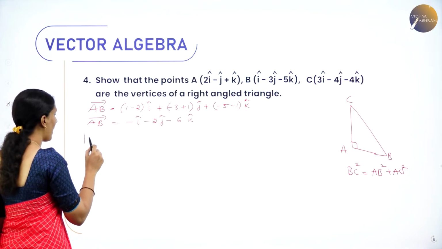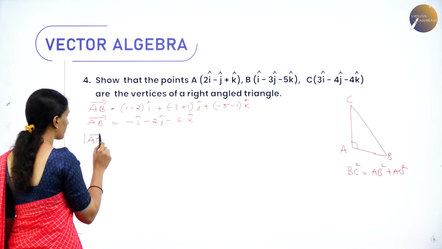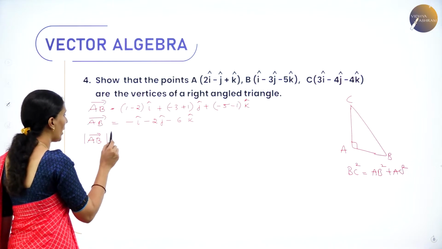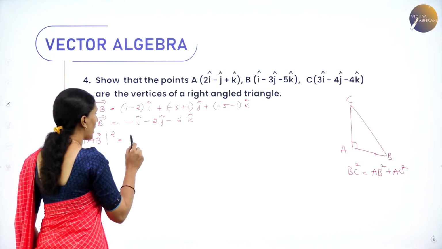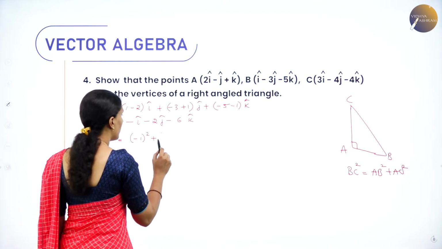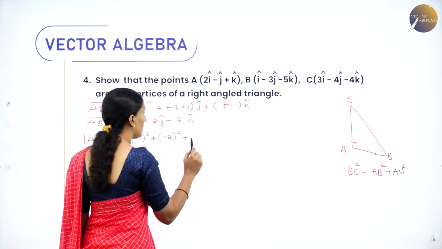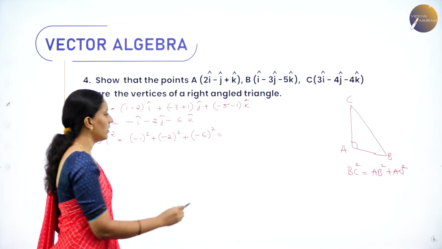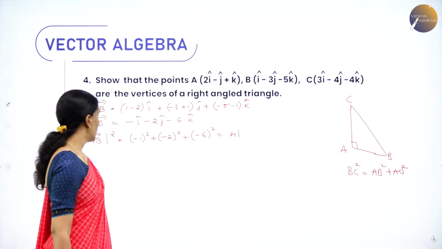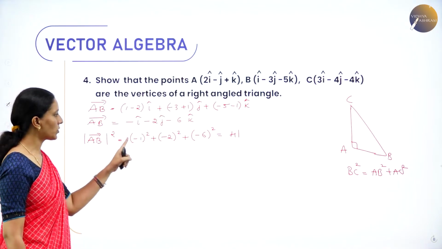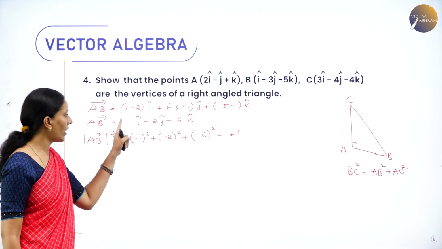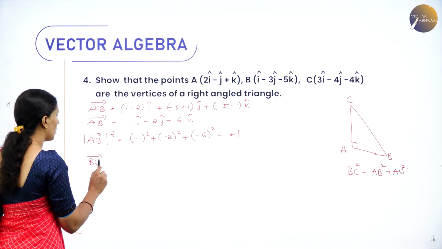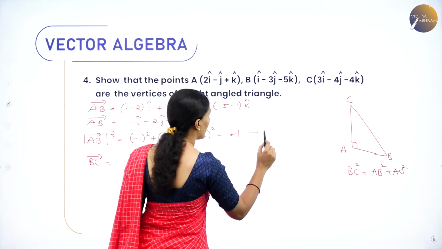Now let me take the magnitude of vector AB. If I take the square on both sides, I can write minus 1 whole square plus minus 2 whole square plus minus 6 whole square, which is 1 plus 4 plus 36, 41. So the magnitude of AB whole square is just the sum of squares of the components. Let me take this as equation 1.